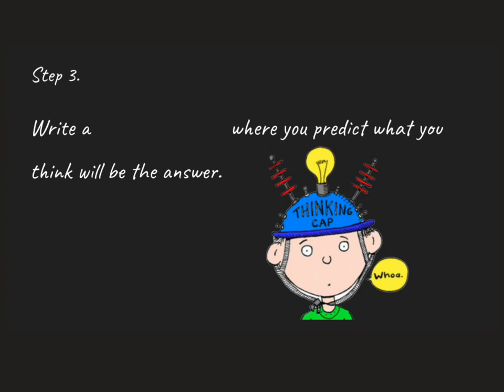After you've designed an experiment, you need to predict what the outcome of that experiment will be. And in science vocabulary, that prediction is called a hypothesis. So for step 3, you write a hypothesis where you predict what you think will happen with that experiment, what you think will be the answer. So in this case, you would either think that the airplane with wide wings would fly further, or you might think that the airplane with narrow wings would fly further. But either way, you are predicting one outcome. You have to make a choice.